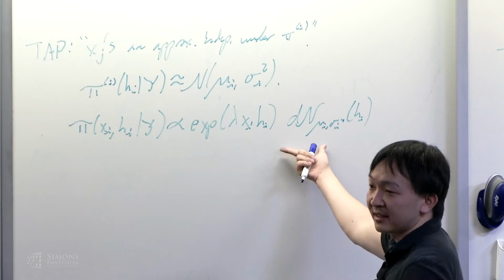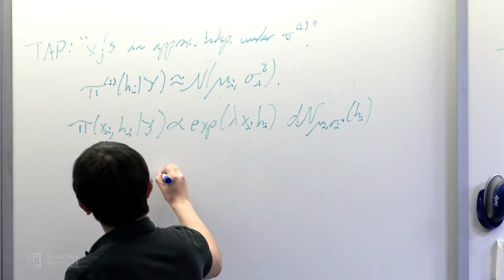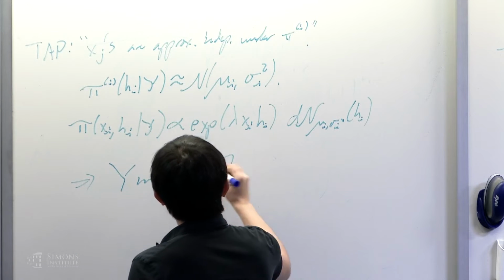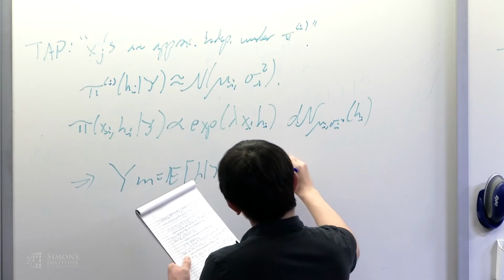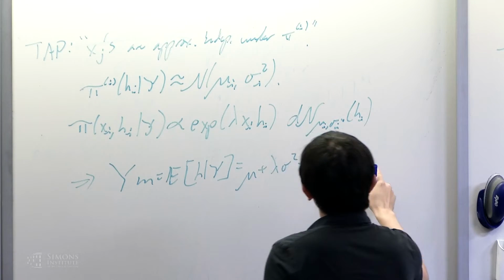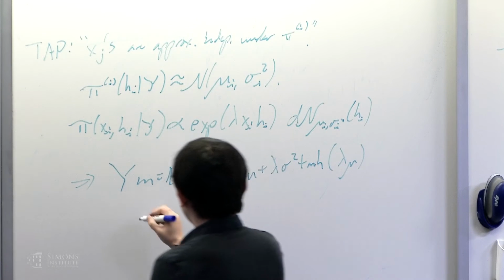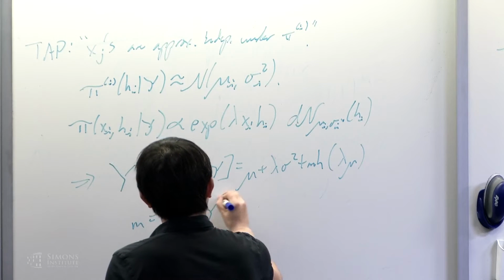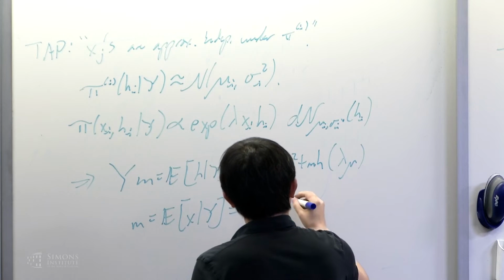And under this, I can again exactly compute what are the marginal means of x and h. So I have that ym is equal to the expectation of h given y. If I compute this Gaussian integral, I get an exact form. I get mu plus lambda sigma squared times the hyperbolic tangent of lambda mu. This equation is interpreted entry-wise, so mu I plus lambda sigma I squared, etc. And I get m, which is the expectation of x given y. I can also compute the mean of x under this approximation, and what I get is still tan h of lambda times mu.